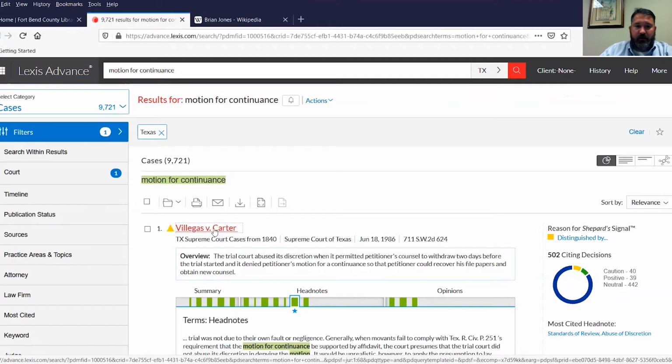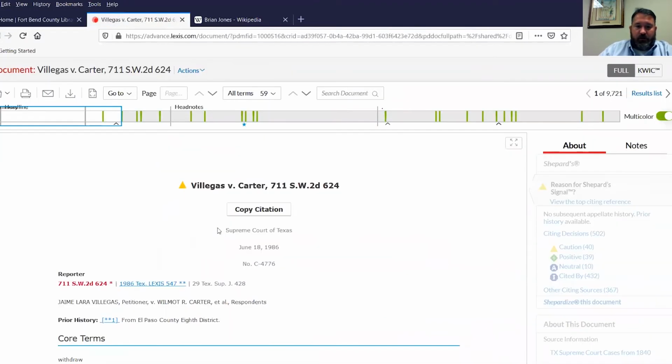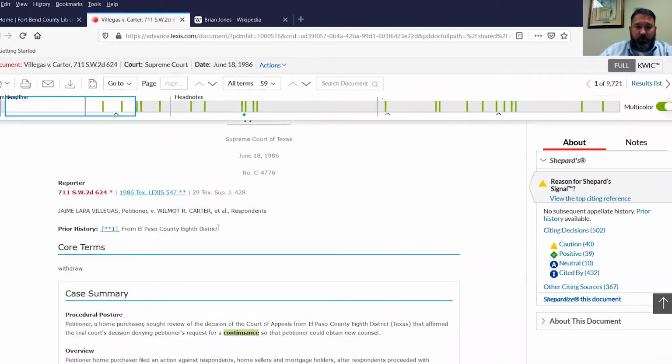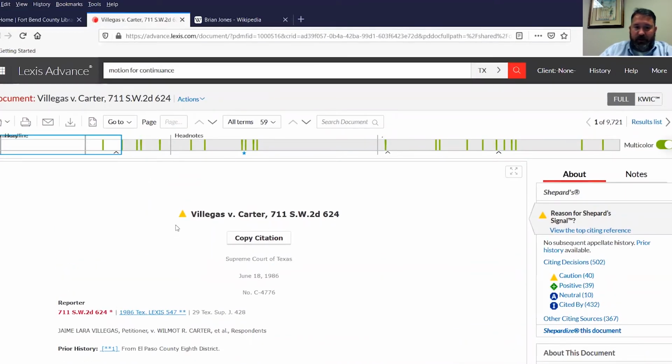So let's just look at a case. We'll go to Villegas versus Carter. And this is a case from a few years back, but it's from the Supreme Court. It's about 34, 35 years old. It's still good law. These indicators here, various shapes and colors. It has a yellow triangle next to it. That just means caution. I don't want to get too much into detail about it, but cases since then have maybe taken some issue with the court's reasoning, something like that. And obviously, it's a relatively old case, and so maybe some things have changed since then. It's still a valid case, but it might not be the best case to cite anymore. So you need to look at possibly why there is a caution there.